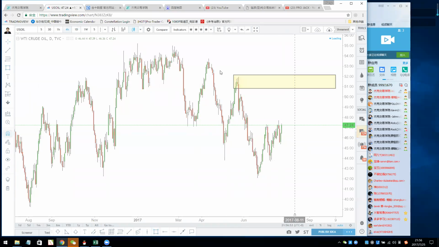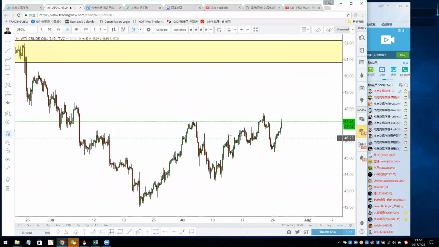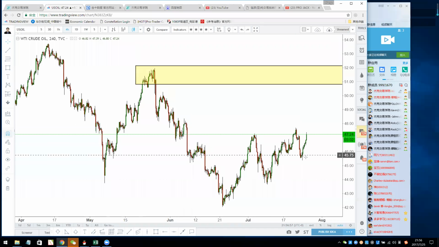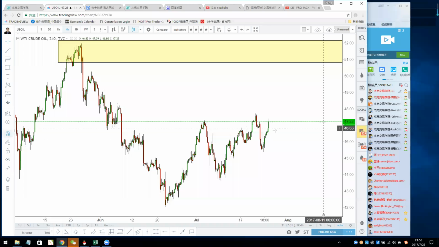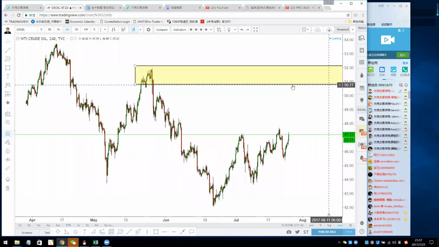And the trend is starting to come up. You can see the bullish trend is going up, with higher highs and higher lows, right? So I will wait for a potential buy and aim to that place. So this is for the oil chart.